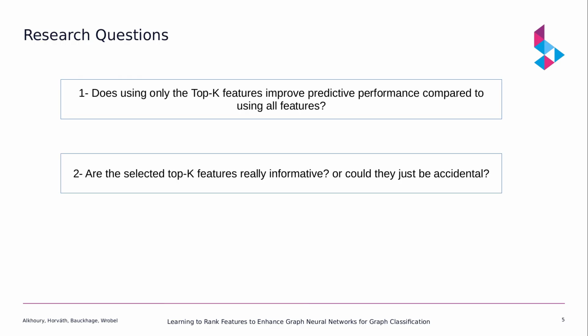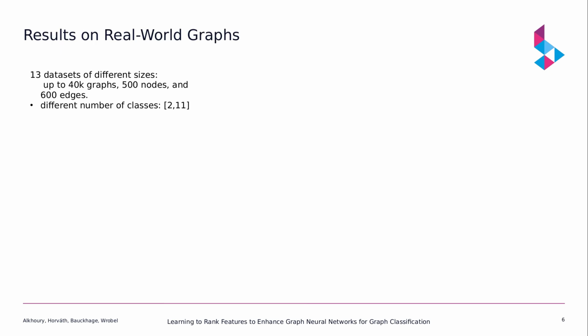To answer these questions, we conducted extensive experiments on both real-world and synthetic datasets. We start with 13 widely used datasets from molecular chemistry, bioinformatics, and computer vision. These datasets cover different scales, some containing up to 40,000 graphs, each with up to, on average, 500 nodes and 600 edges, and with different classification tasks, from a binary task to a multi-class classification with 11 classes.